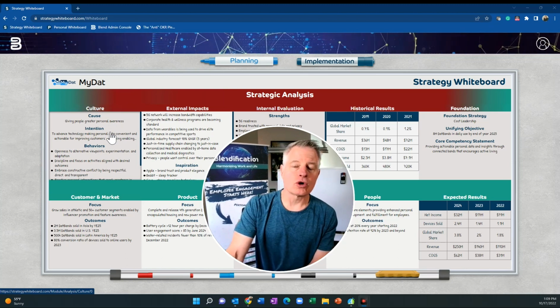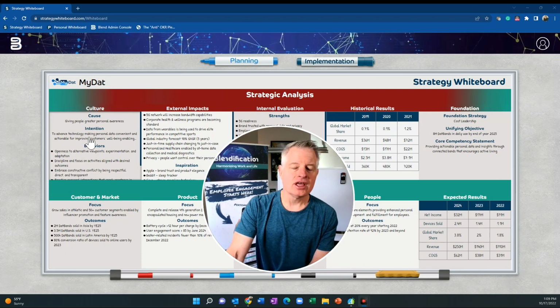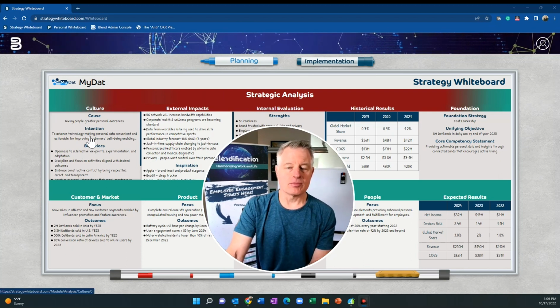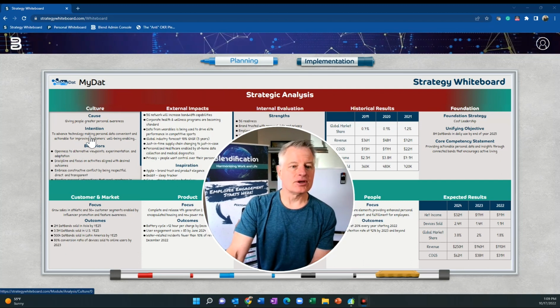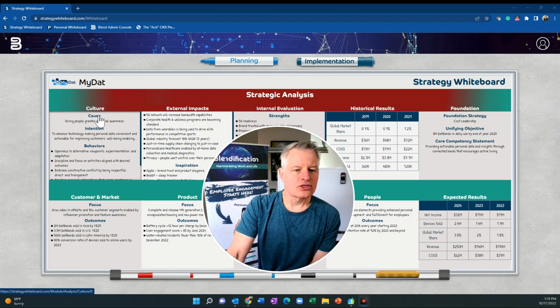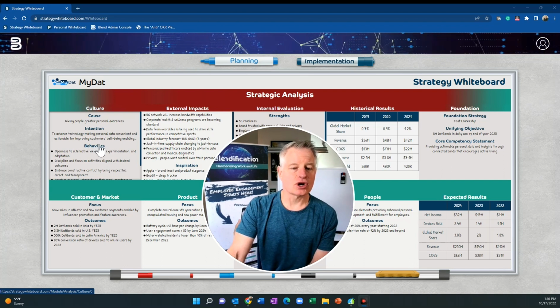So we've created what we call the Blendification culture, and that's a series of 4 elements that make up culture within an organization. And we'll use this company called MyDat as an example. And MyDat is a wearables company, technology wearables company. So if we dig down deep into the whiteboard, the strategy whiteboard for MyDat, we'll see that 3 of the elements of culture are cause, intention, behaviors, and then beneath behaviors are habits.